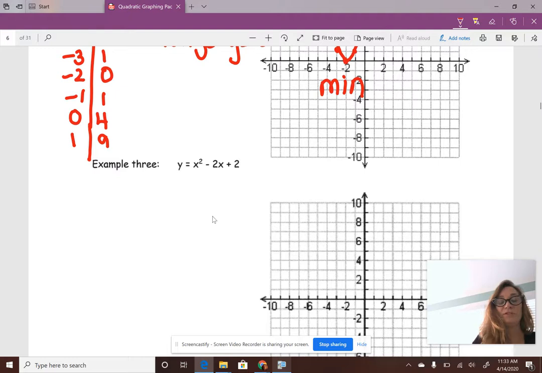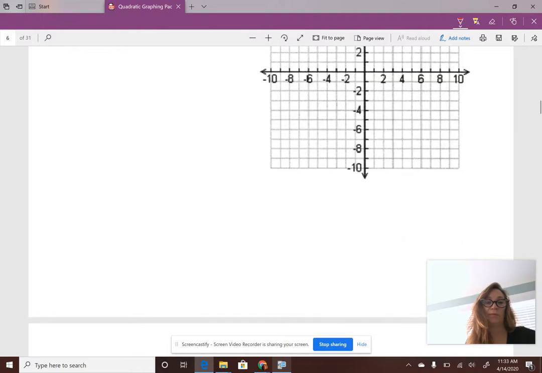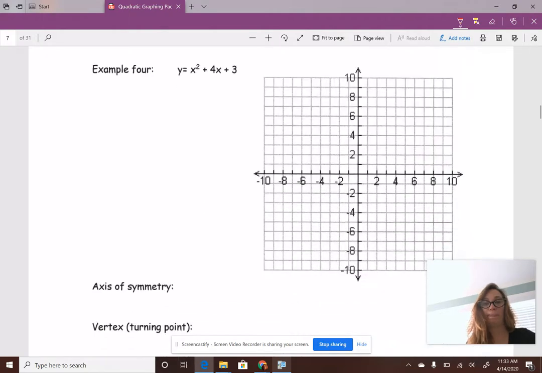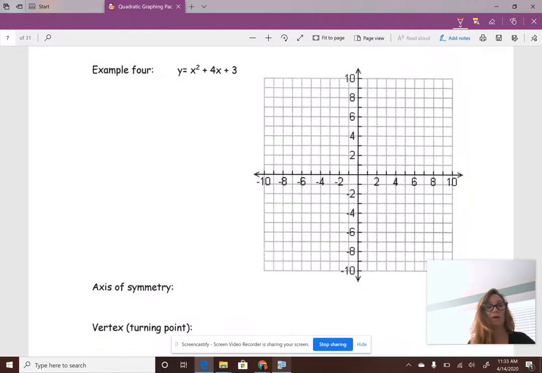Example 3 you're going to do on your own. So you do this one by yourself. I'm going to go through example 4 with you. Okay, so example 4.